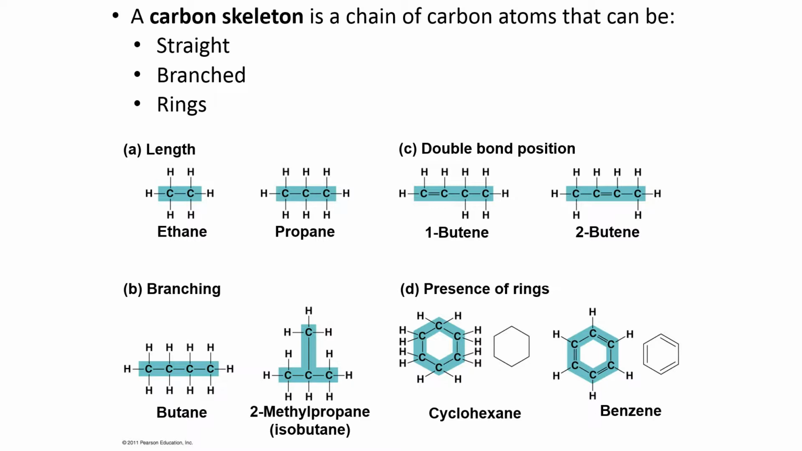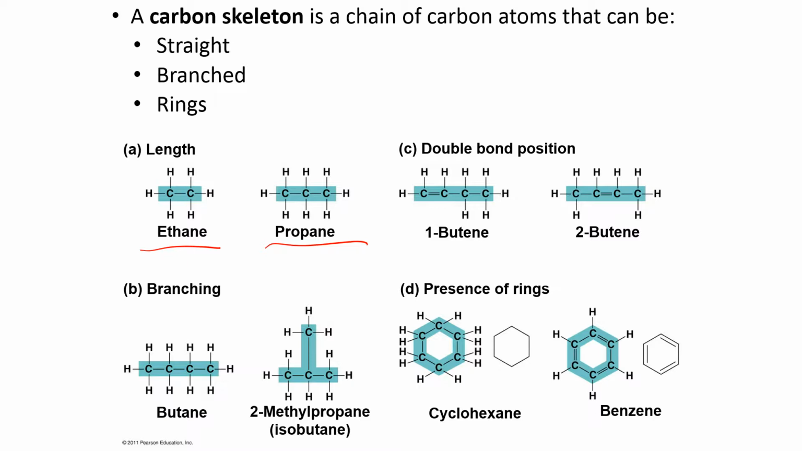Now the carbon backbone can either be straight, so it can be linear, and it can vary in length, increasing one carbon at a time. So going from something like ethane with 2 carbons to propane with 3 carbons, you can increase in length.